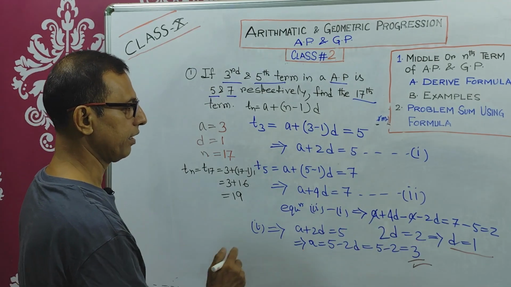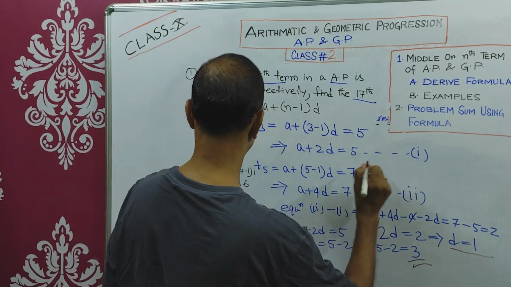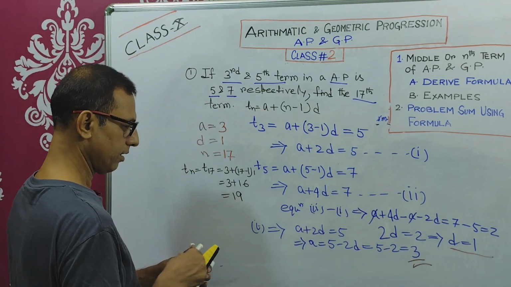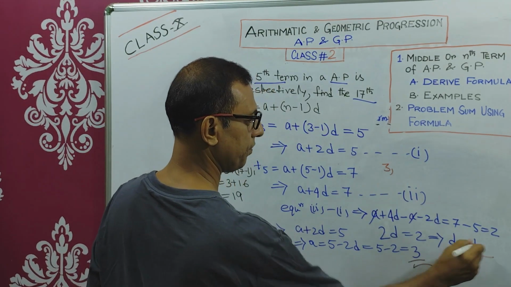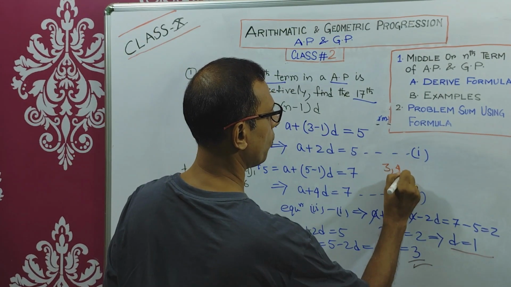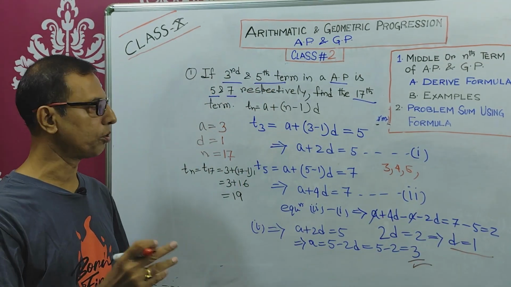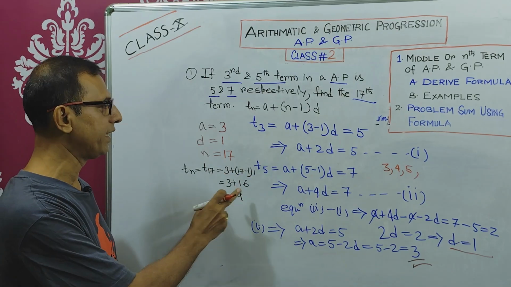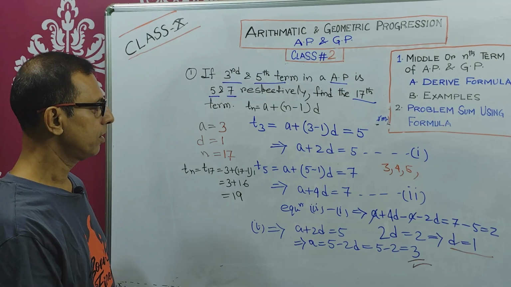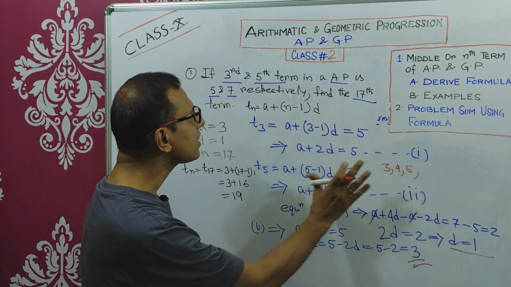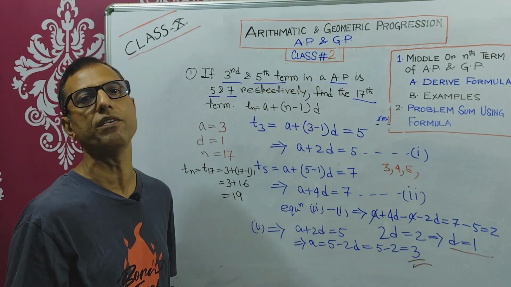So the series will be like this, starting with 3. Difference is 1: 3, 4, 5, 6, 7, 8. So the 17th term will be 19, because we have started from 3. Right. So in any case, you need to utilize this formula in different ways. The problems could be given in different forms.